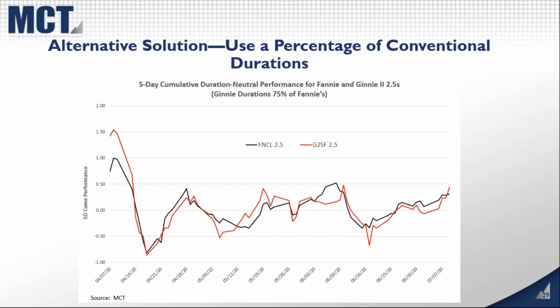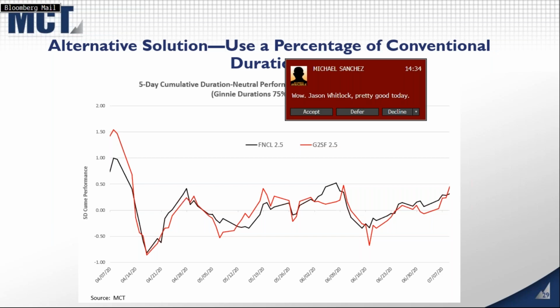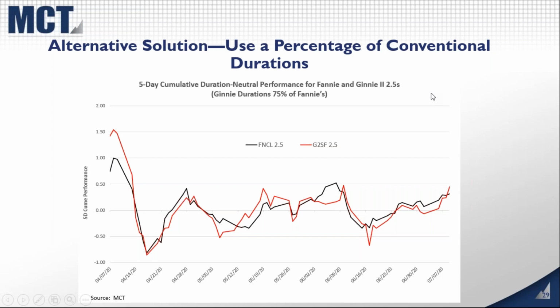So what we've done internally is just use some percentage of the conventional durations that the model uses, and the question is, is that reasonable? Has that performed well? What you'd expect if it had performed well is that the daily duration neutral performance of the two securities would be in line with each other.